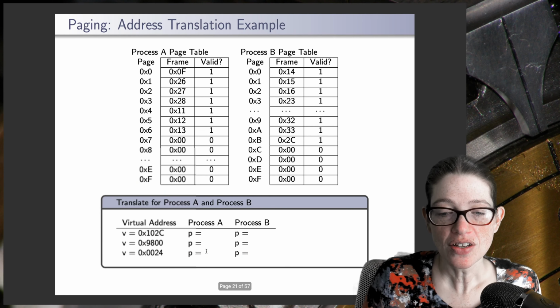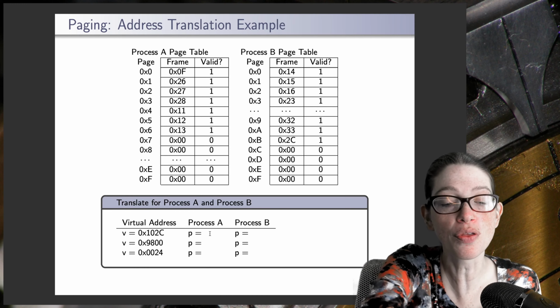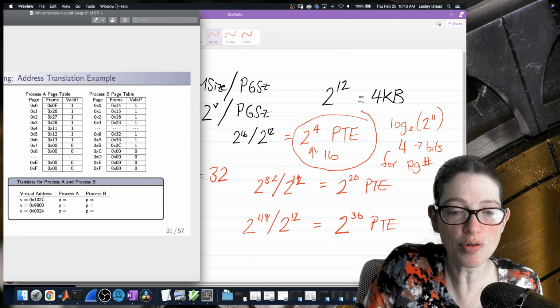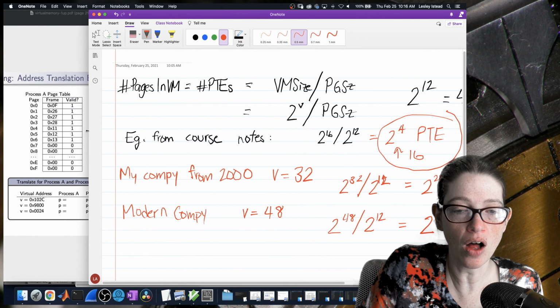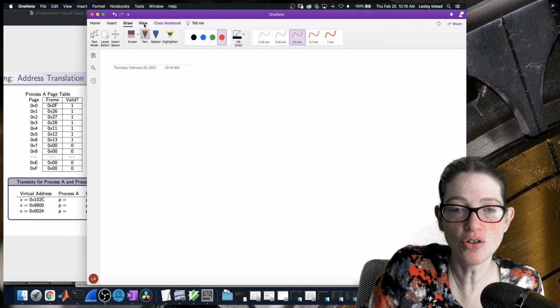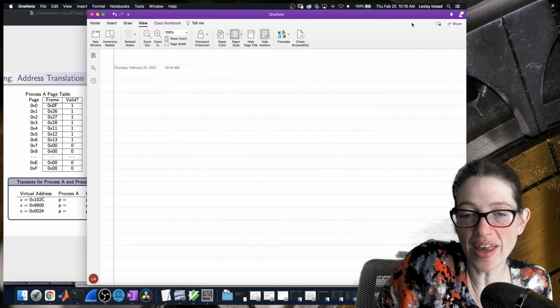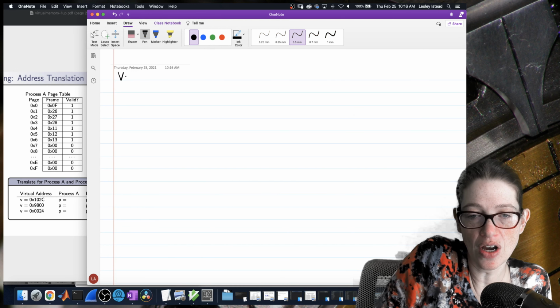Okay. So now that you've seen how to actually do this translation, let's go through a few translations ourselves. I'm going to do this for process A, and I'm going to let you do it for process B on your own. So here's our new page. Let's get some nice lines down. Okay, so we have some colors here. Here's our virtual addresses.